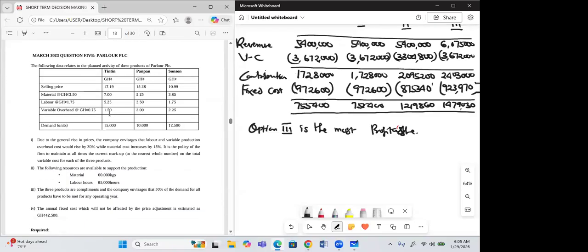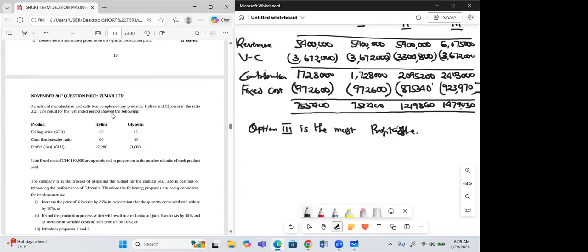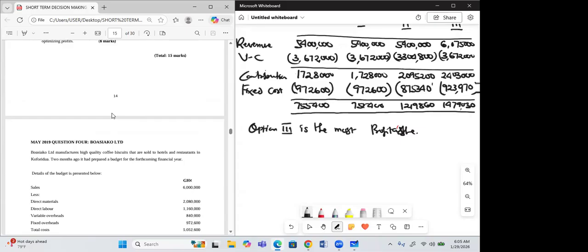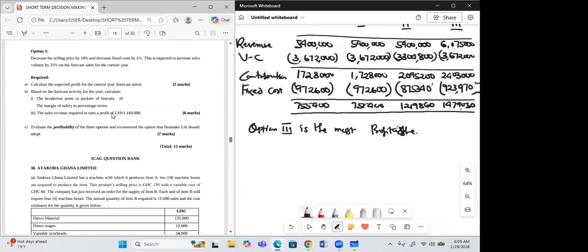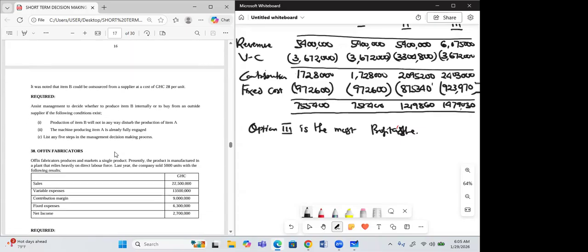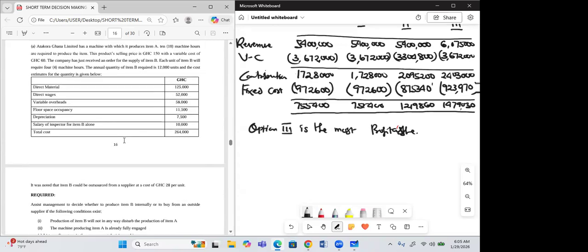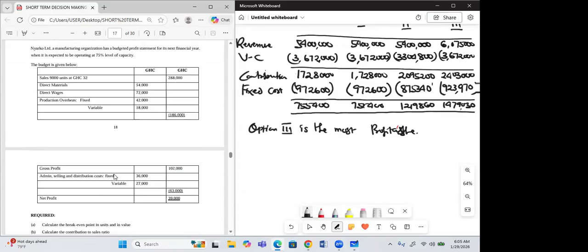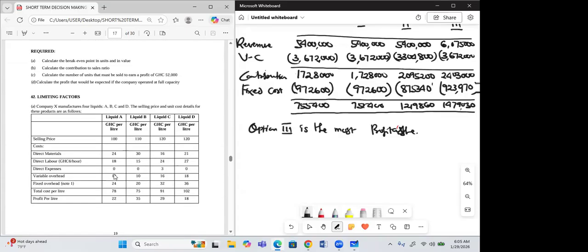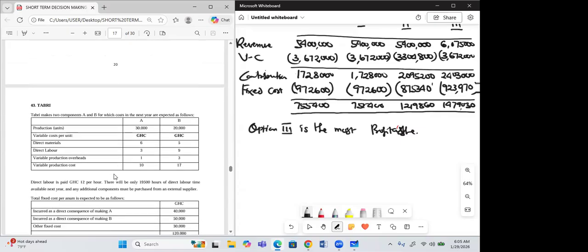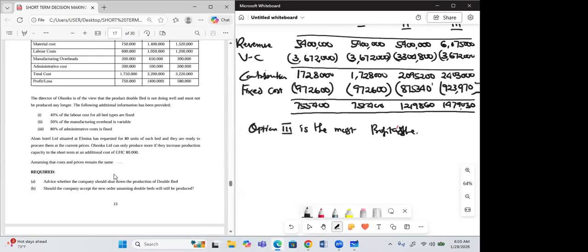And the Palo PLC, multiple products. This is limiting factor. You can try your hands on it. Palo PLC is limiting, and the multiple products of Zuma, and then the question bank. There are some questions in the question bank. Mostly they take some touches, small ones, and throw them at you. So I want us to look at that too.